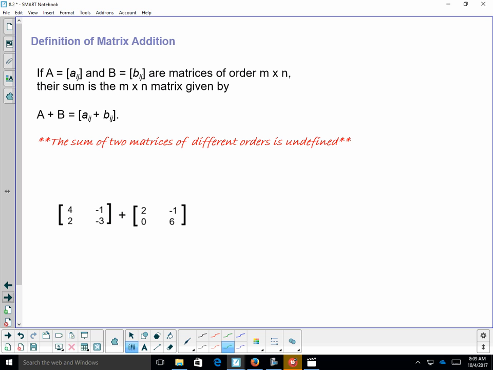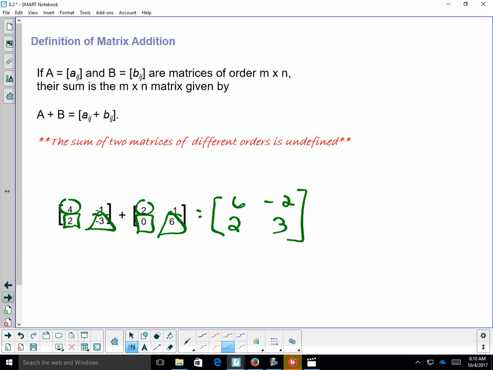If I want to add two matrices, in order to add or subtract, they have to have the same order. If you're trying to add two matrices that aren't the same order, then it's undefined. Because in order to add, you add the element in row 1, column 1 with row 1, column 1. So when I add these, I add the 4 plus the 2, and I get 6. I add the -1 plus the -1, and I get -2. Row 2, column 1, I have the 2 plus the 0, and that is 2. And then finally, I have the -3 plus the 6, and that would be 3.